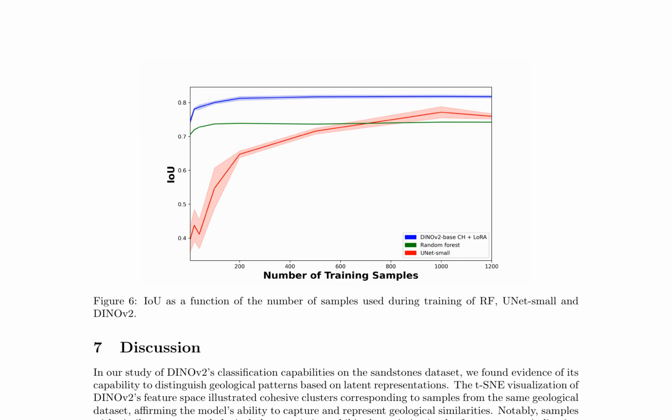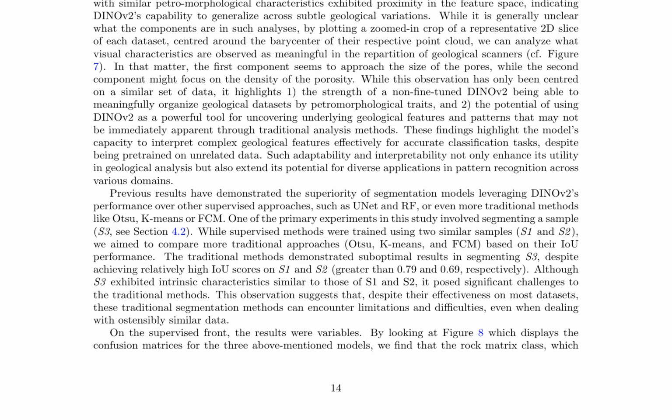The authors also compared the performance of segmentation models leveraging DINOv2 with other supervised approaches, such as UNet and random forest, RF, as well as more traditional methods like Otsu, Camions, and FCM. The results showed that while traditional methods achieved high IOU scores on 2 similar samples, they encountered significant challenges when segmenting a third sample, S3, with intrinsic characteristics similar to those of the first 2. This suggests that traditional segmentation methods can encounter limitations and difficulties, even when dealing with ostensibly similar data.